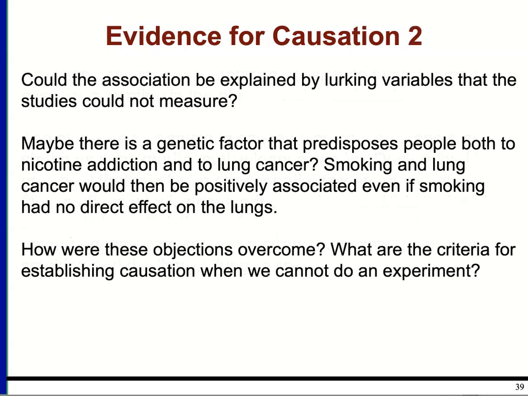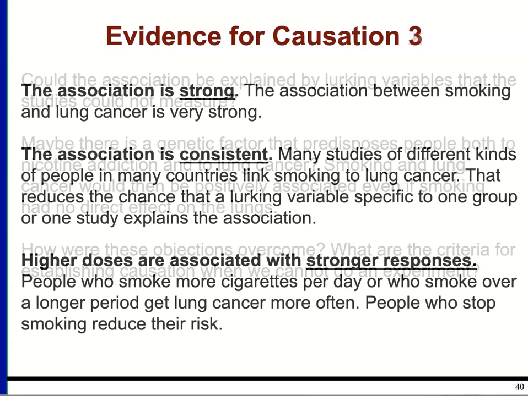So here we have to ask the question, could it be explained by lurking variables that the studies couldn't measure? Was there maybe a genetic factor that predisposes people to both nicotine addiction and to lung cancer? In that case, smoking and lung cancer would then be positively associated, even though it wasn't the smoking, it was this genetic predisposition. So how do we overcome those objections? How do we establish causation when we can't do an experiment?